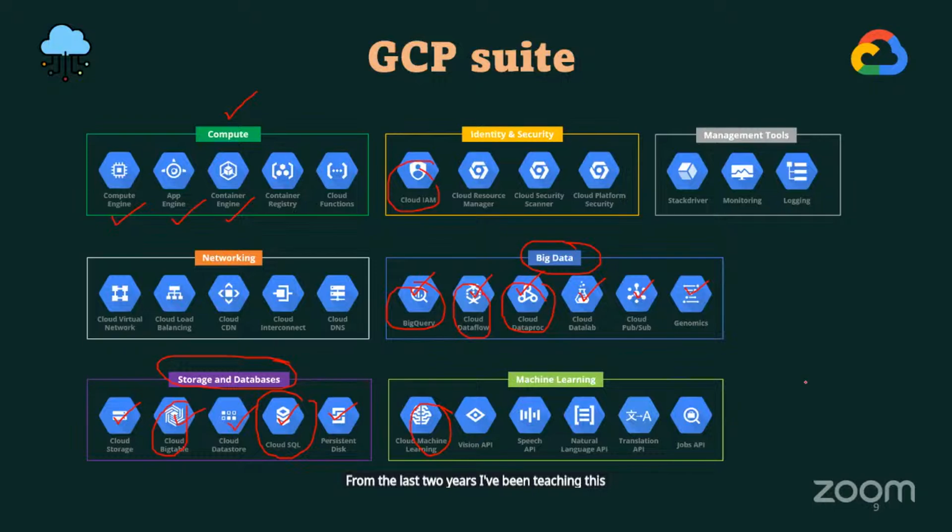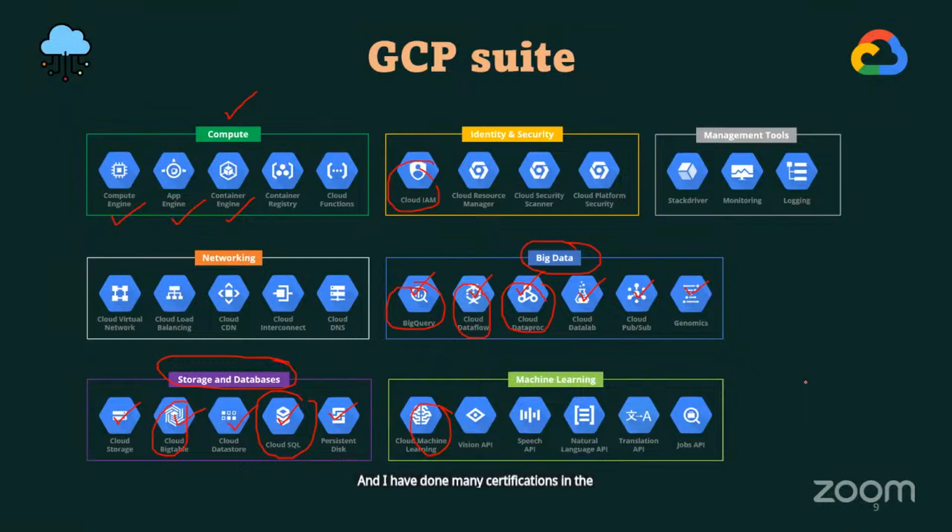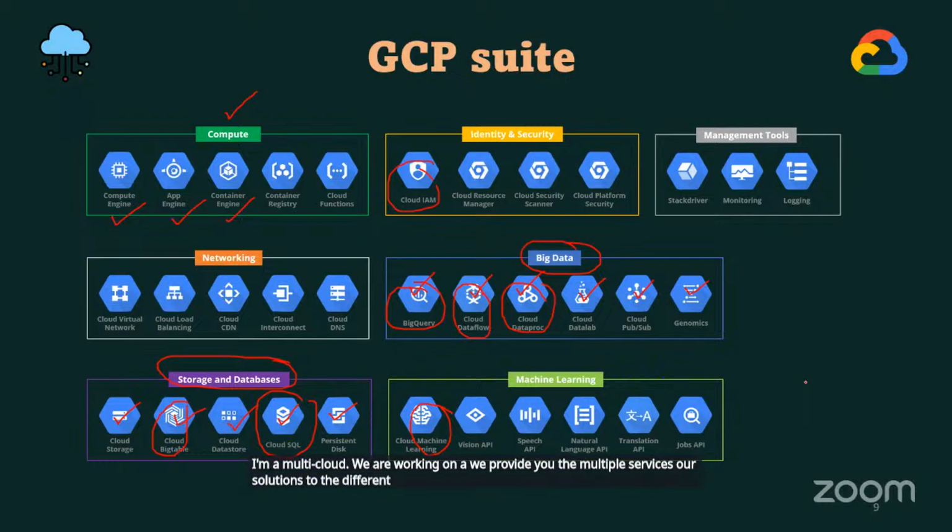I think I might not have told you guys, I am currently working full-time, and I am also a contractor at Databricks. I've completed my master's degree from the National Institute of Technology, Tiruchirappalli, and I have done many certifications in AWS, Azure, and GCP. I'm multi-cloud. We provide multiple services or solutions to different clients. The major projects I worked on were for Mahindra and Mahindra as well as Flipkart, and I even worked on 2 to 3 projects at Accenture as well. So this is about me, guys.